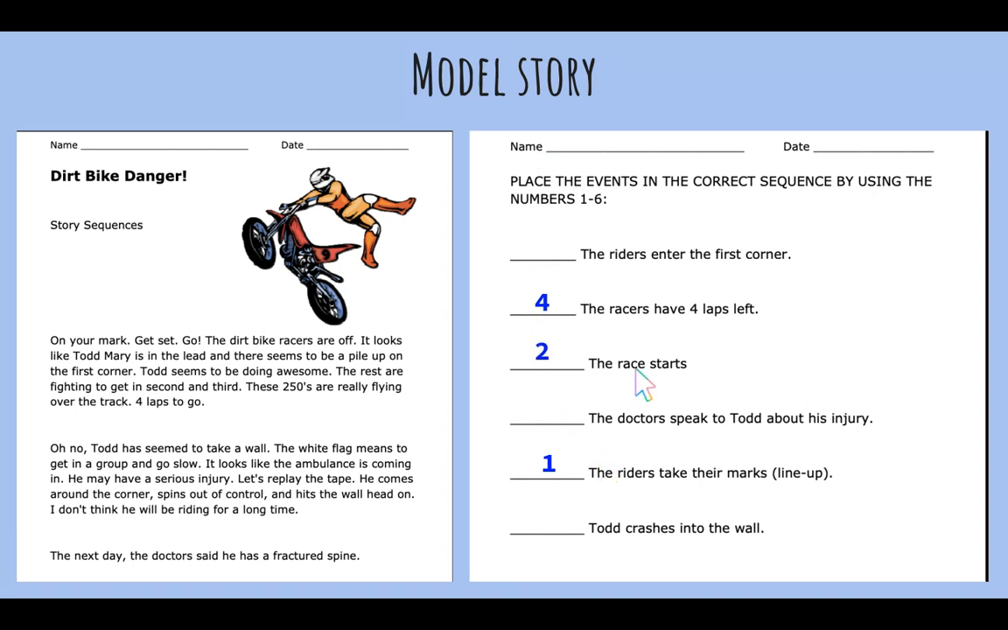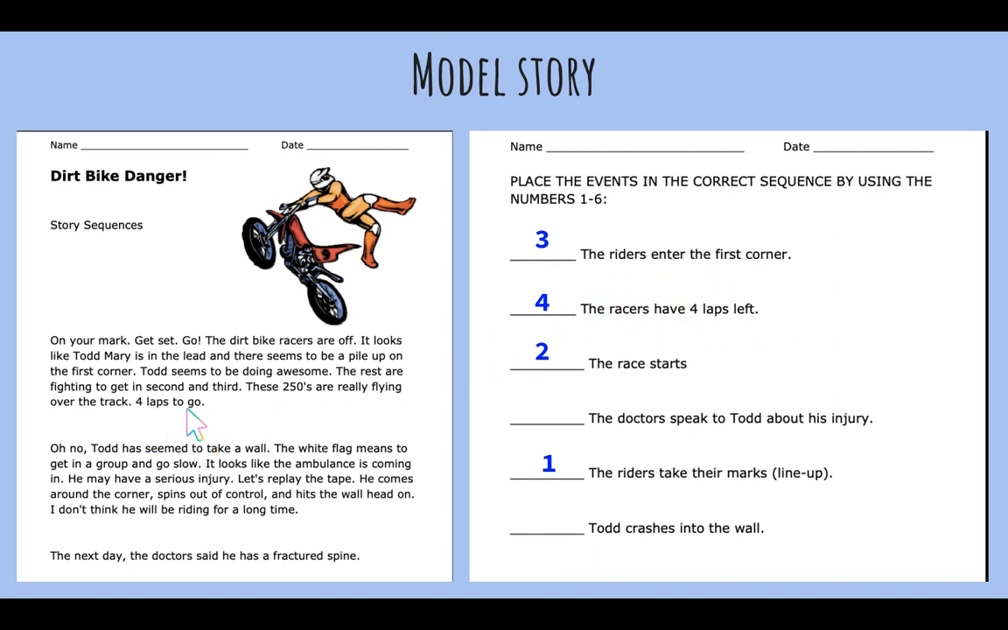Oh, the race starts. Okay, yeah. So after they line up, then the race is able to start. What happens next? The riders enter the first corner. So they've lined up, the race has started, and they have hit their first corner. Then the racers have 4 laps to go. So after they hit the first corner, they still have 4 laps to go.